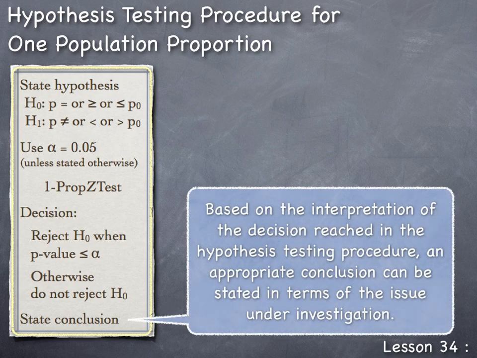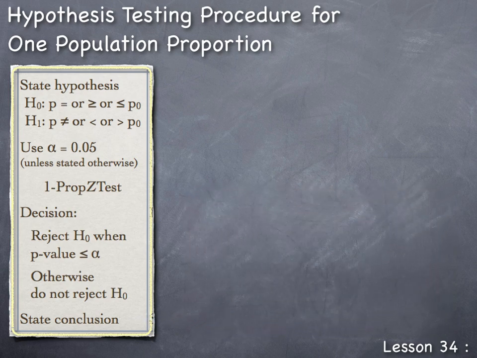Finally, based on the interpretation of the decision reached in this hypothesis testing procedure, that is, whether we reject the H0 or do not reject the H0, an appropriate conclusion can be stated in terms of the issue under investigation. That is, we need to, in words of the problem, state our conclusion addressing the original hypothesis. So the following examples will help demonstrate how a hypothesis test procedure is used for one population proportion.